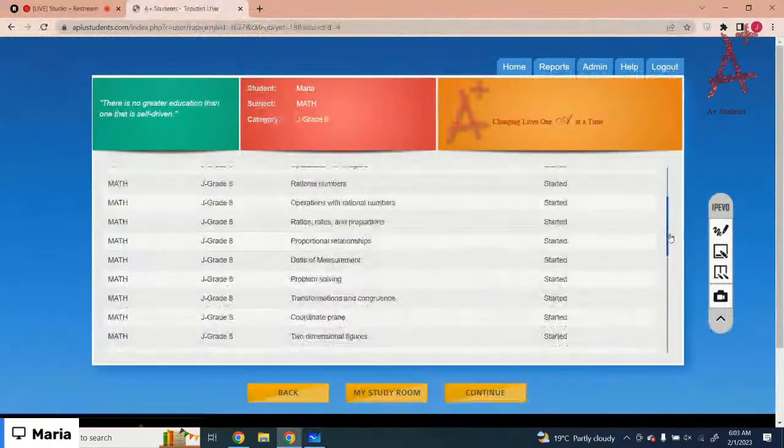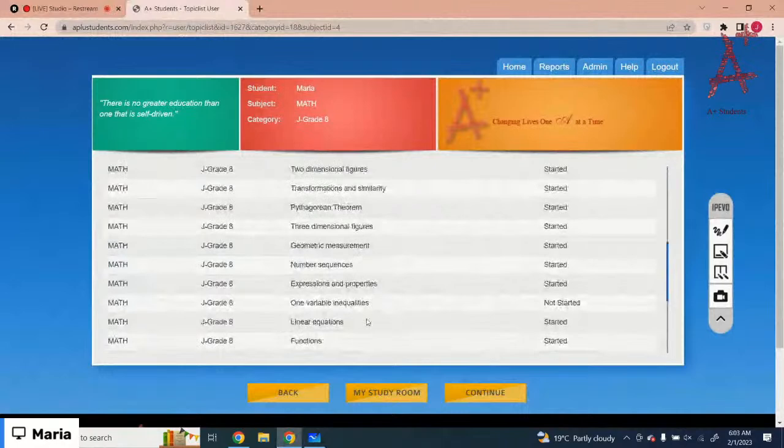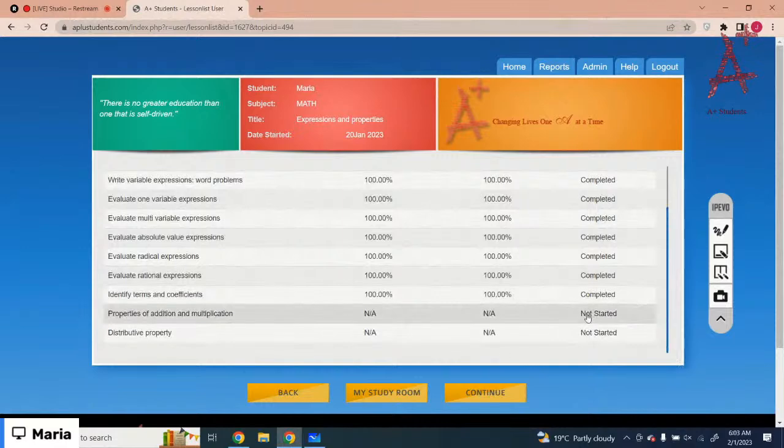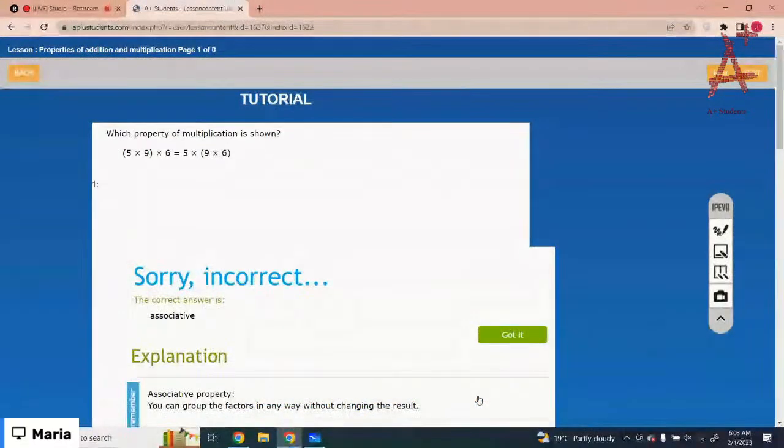Okay, here I'm on grade 8 maths. The chapter name is expressions and properties. Okay, let's start with the lesson, that is properties of addition and multiplication. So we're going to start to learn the properties of addition and multiplication. So let's start with the first one.